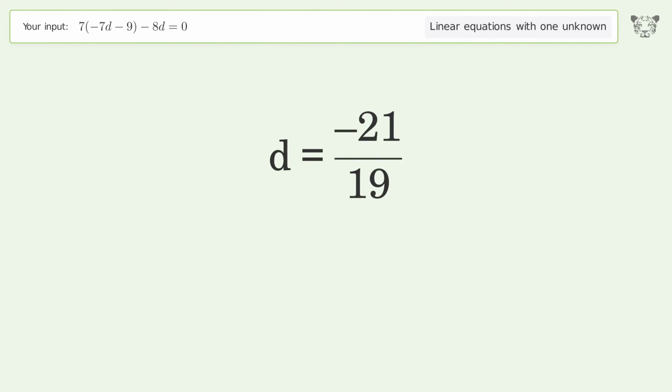And so the final result is d equals negative 21/19.